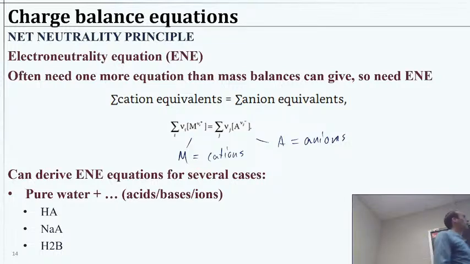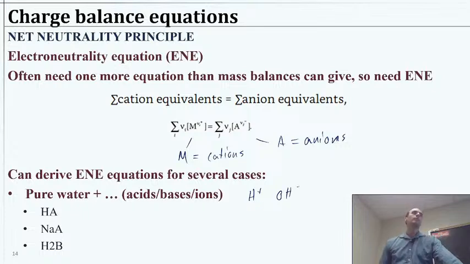Okay, so we can derive electroneutrality equations for a few situations. And as I mentioned, we're going to elaborate on this next time, but we could look at pure water and then stuff, right? So pure water itself is going to have H+ and OH- in it always, because water is in equilibrium with the dissociated version, H+ and OH-.